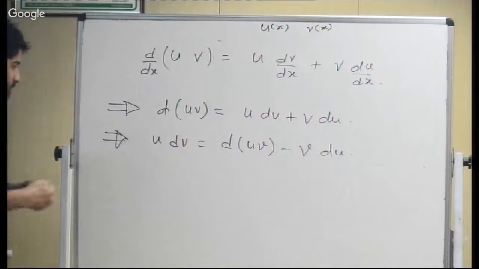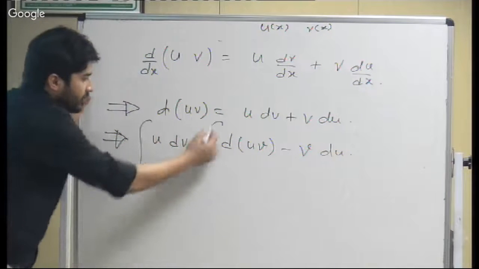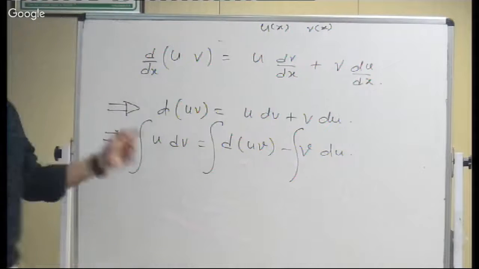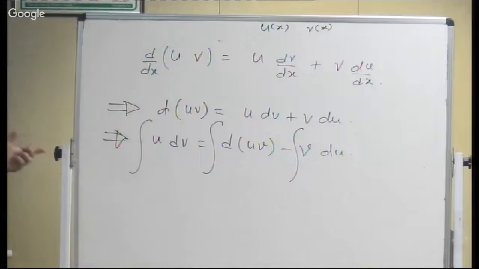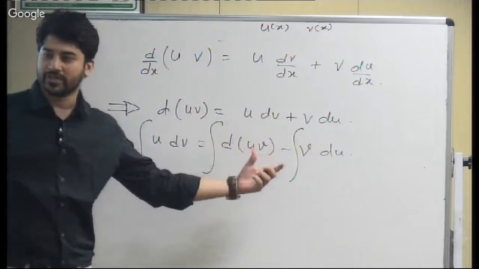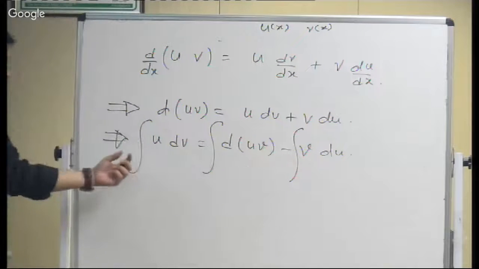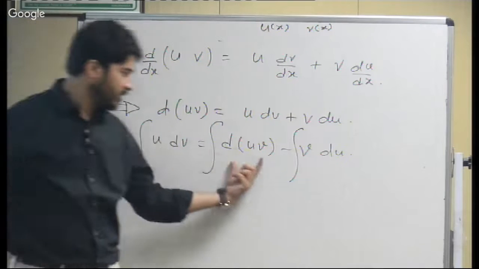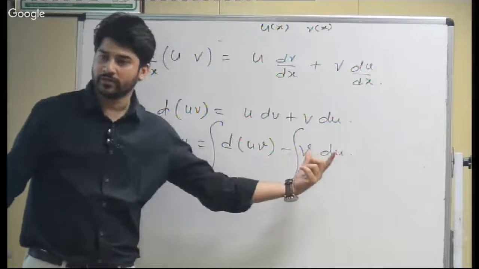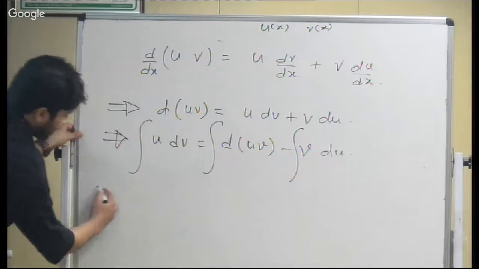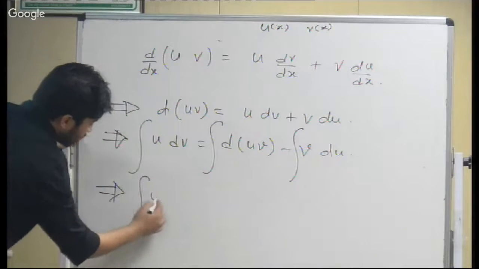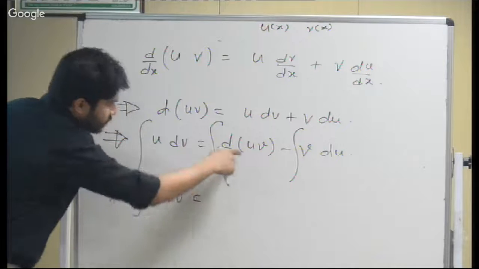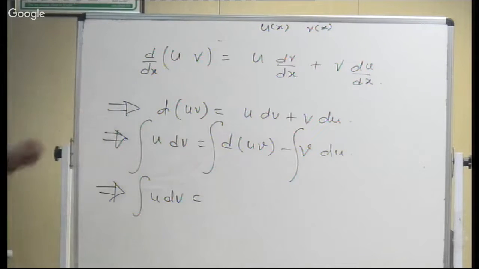Now if I integrate both sides, I can do this because the rule of integration is that the integration of a difference is the difference of integrations, right? Now we can say that the integration of u dv is equal to the integration of d of uv minus the integration of v du. So I'm going to simplify it further. What will be the integration of d of uv? It is uv.